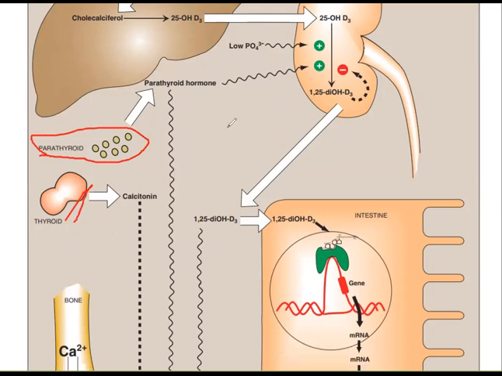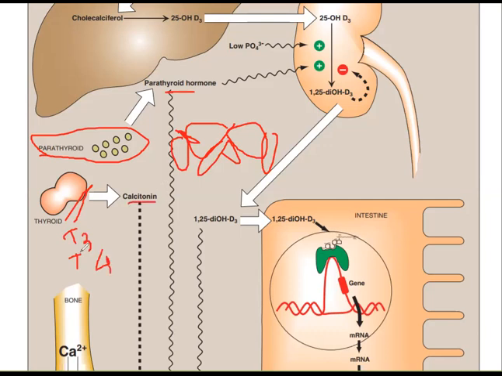Okay, so your thyroid gland is present like this, and along with it we are having the parathyroid gland. The parathyroid gland is producing parathyroid hormone, and the thyroid is producing T3, T4, and calcitonin. So there are three hormones that your thyroid gland is releasing. We are only talking about the calcitonin here.